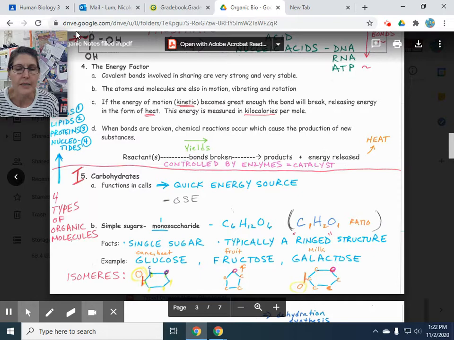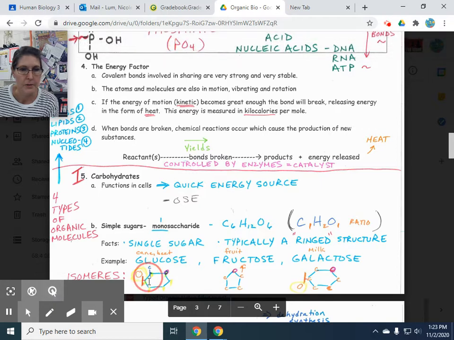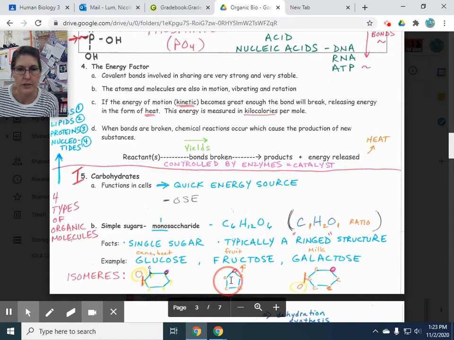Another way that you can tell a carbohydrate or a sugar, especially a simple sugar or single sugar, besides that ratio, is that they're typically in a ring structure. So you will see these little rings right down here. Let me get you guys a little pointer going on. You'll see right here, that's a little ring structure.